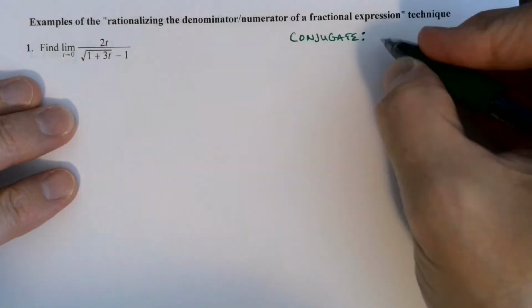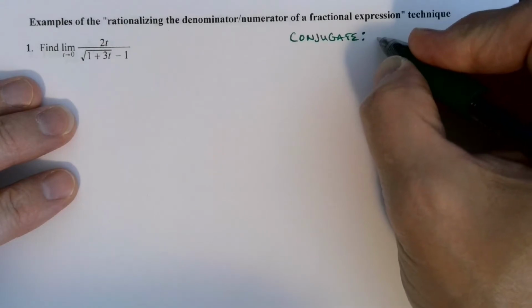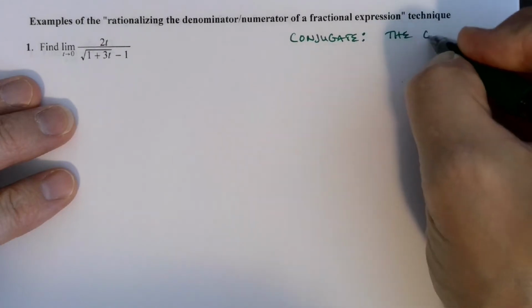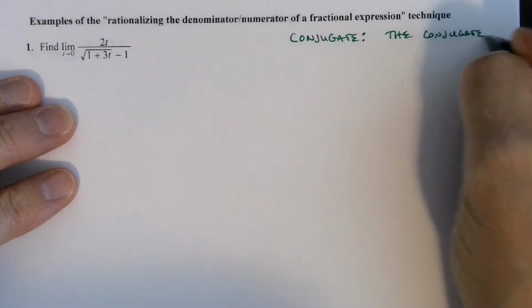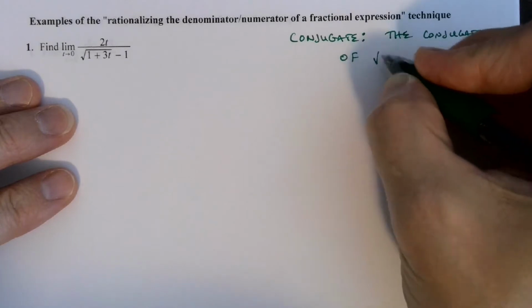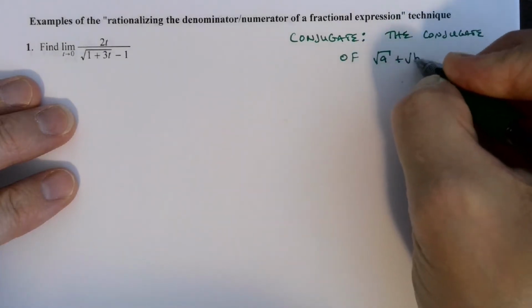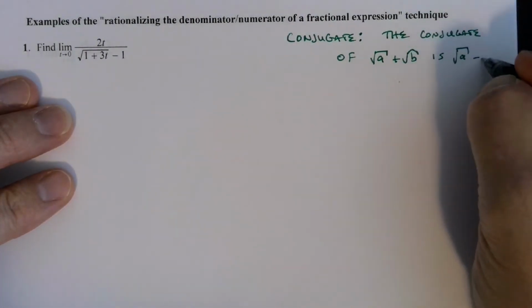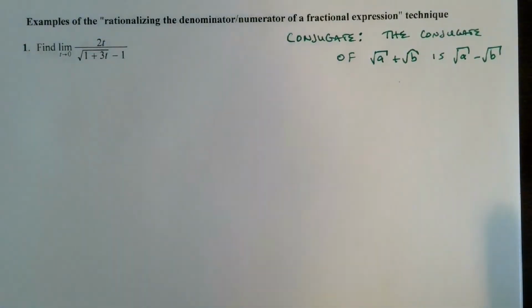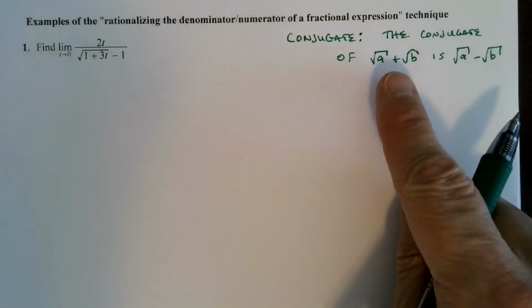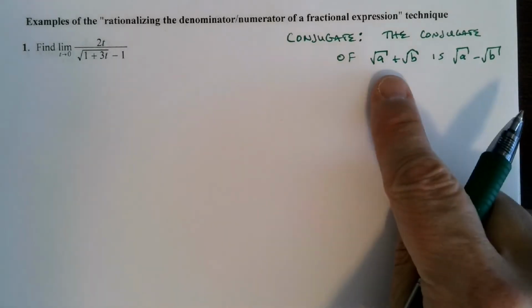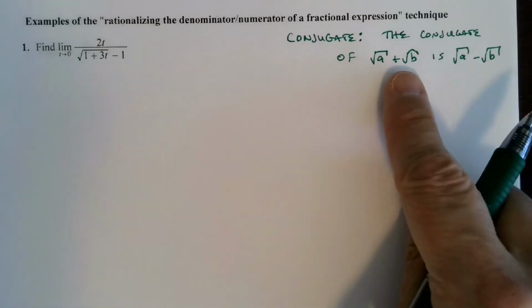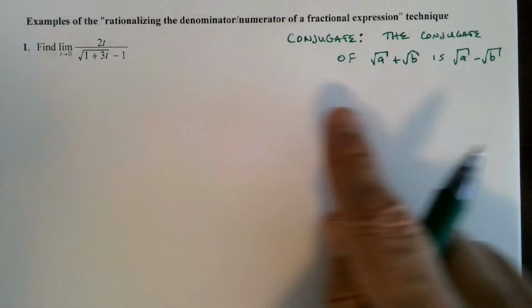You know, a conjugate is, let's say, the conjugate of, say, the square root of a plus the square root of b is the square root of a minus the square root of b. That would be an example of a conjugate. And the thing about conjugates, if I multiply two conjugates together, we say rationalize, get rid of the radicals.